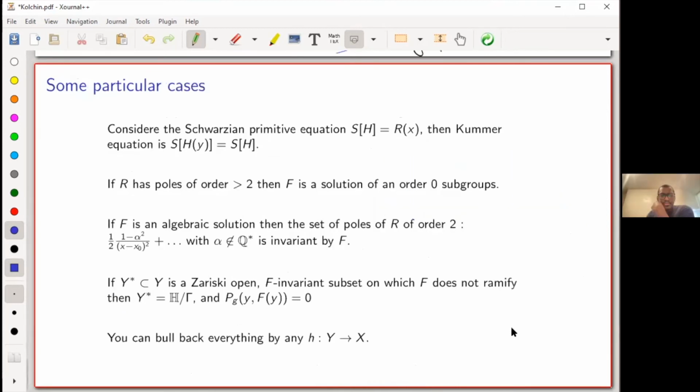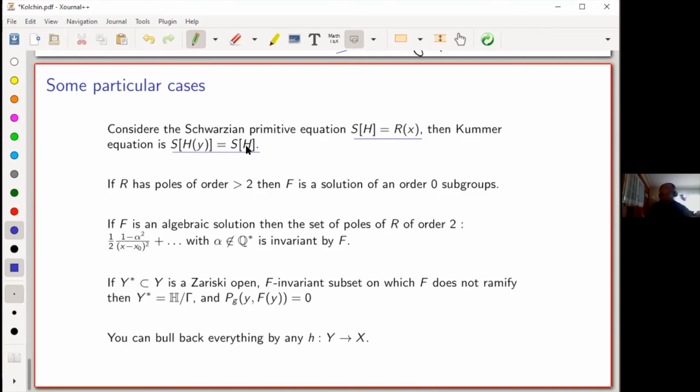So there are some particular cases, and to understand these particular cases, you have to write this Kummer equation in a different form. So you have to use a Schwarzian primitive equation. So you look at a function H, whose Schwarzian derivative is this R that is here. Then you can rewrite the Kummer equation in this way. So the solutions are the functions Y such that H composed with this function has the same Schwarzian derivative as the original H.